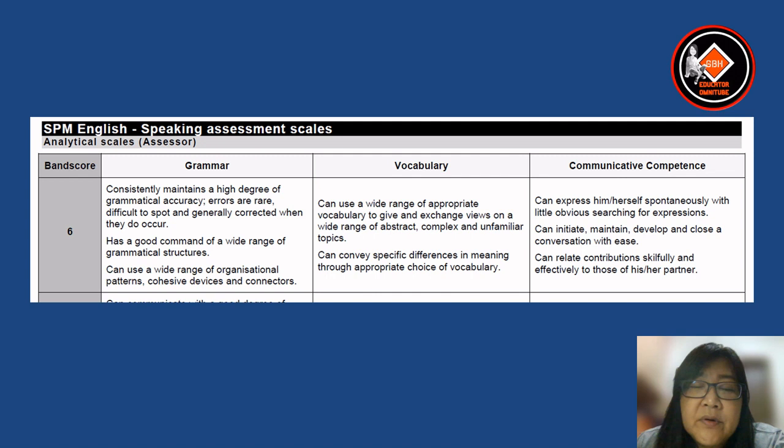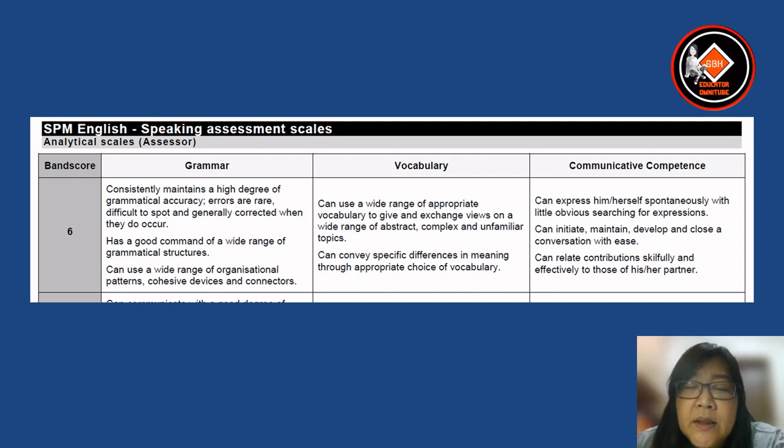And how to get 6 for vocabulary? You need to use a wide range of appropriate vocabulary to give and exchange views on a wide range of abstract, complex, and unfamiliar topics. So you must really use good, high-level vocabulary, and the words that you use must be suitable for the topics. It means you have to answer the task correctly. And then you can convey specific differences in meaning through appropriate choice of vocabulary. So you must use suitable vocabulary.